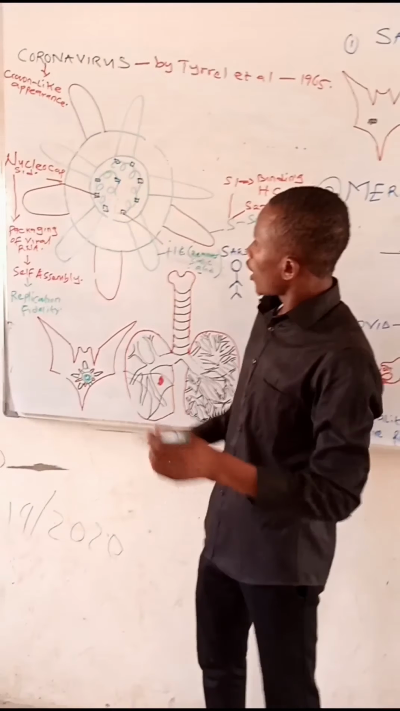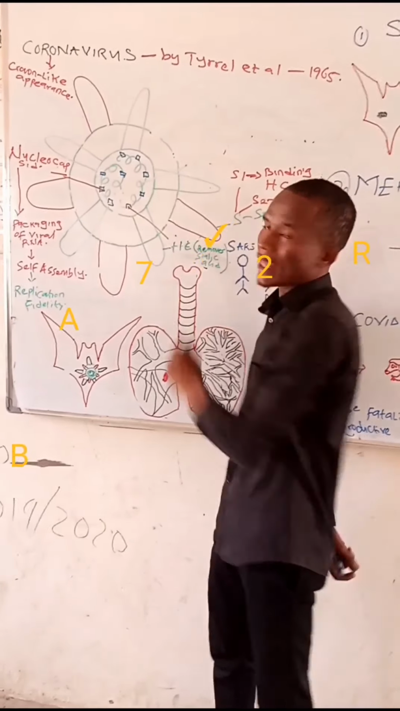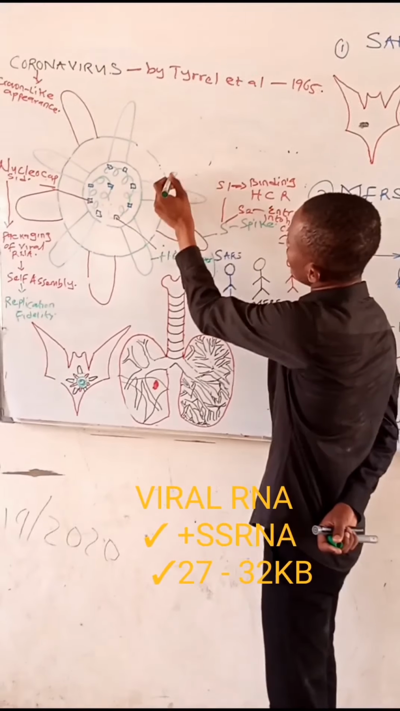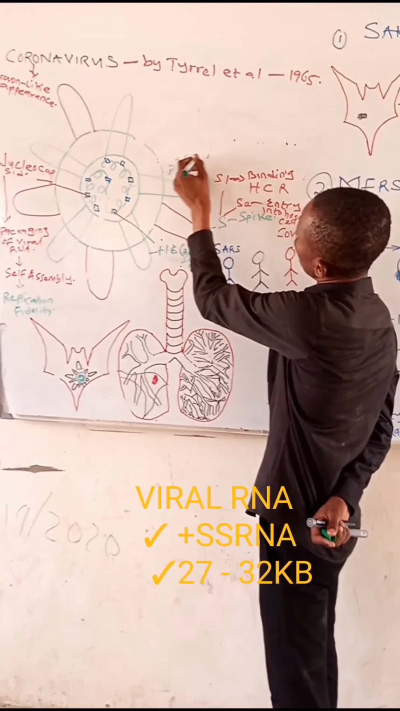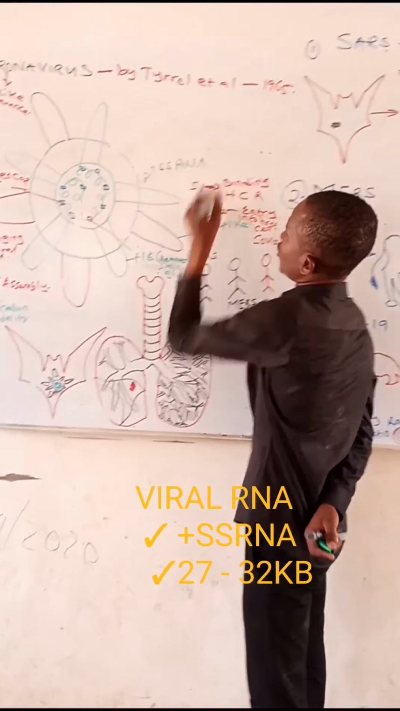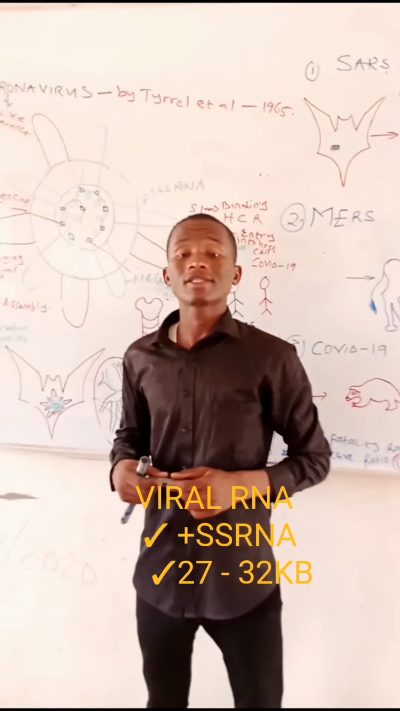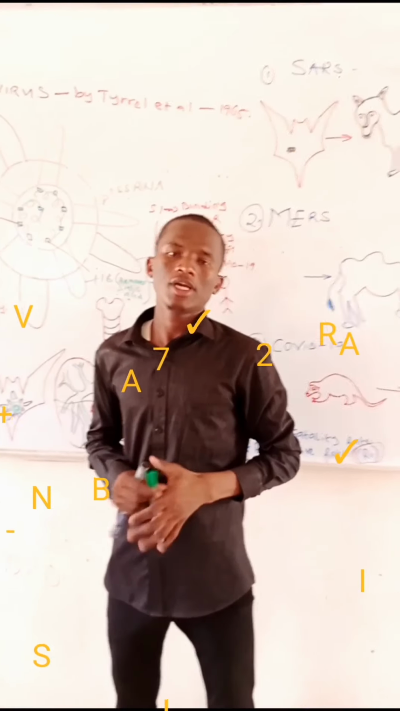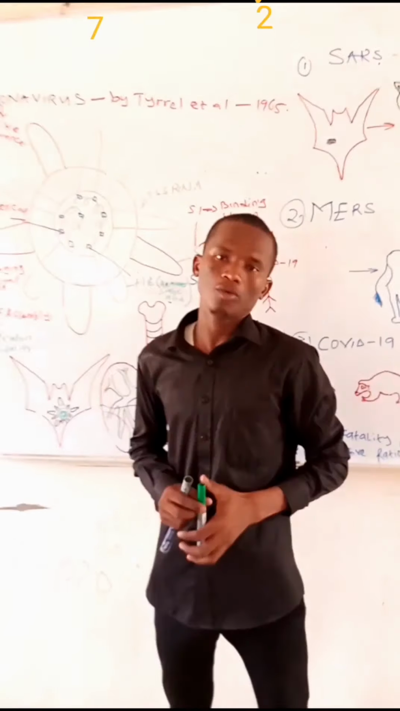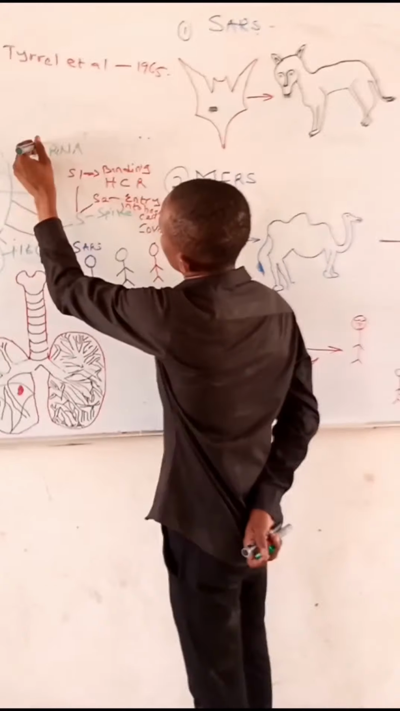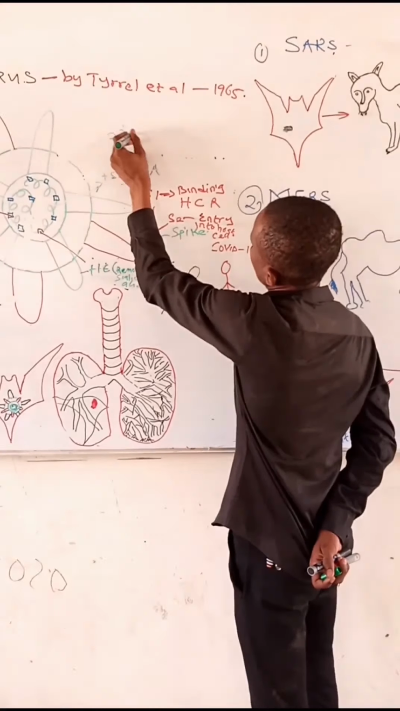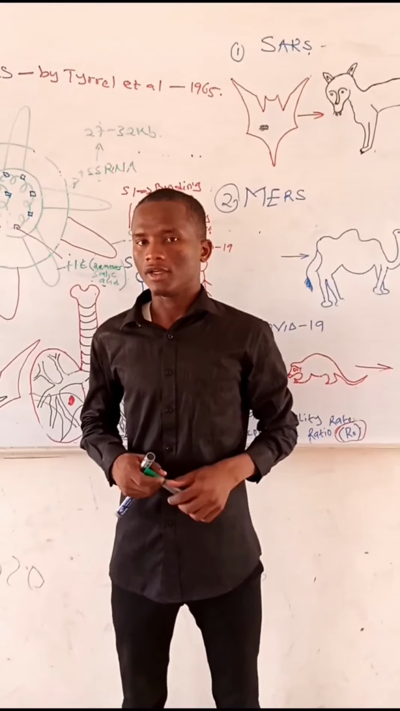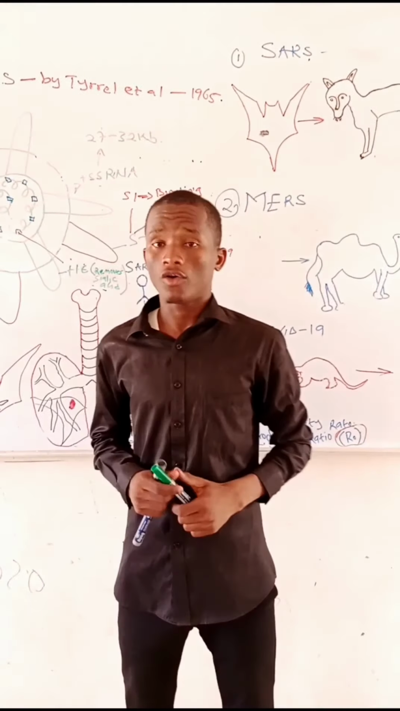The other component of this virus is the viral RNA, which is the genetic material of the virus. This viral RNA molecule is a positive sense single-stranded RNA molecule, and it is about 27 to 32 kilobases, which is quite large. It is considered the second largest of all RNA genomes. So that is the structure of the virus.